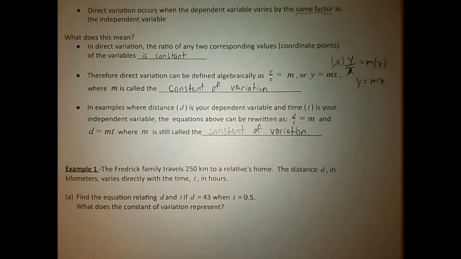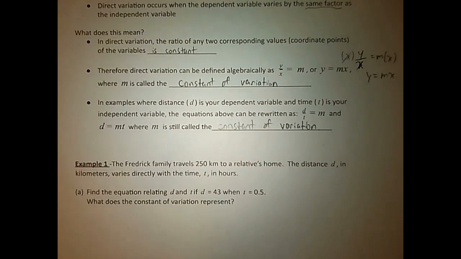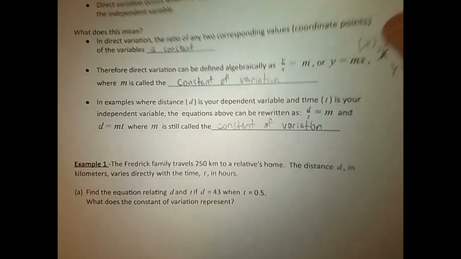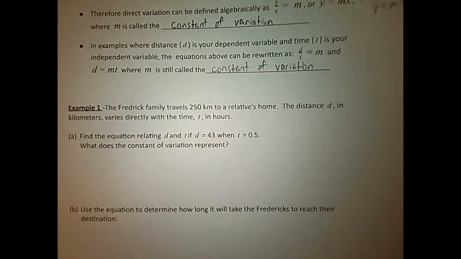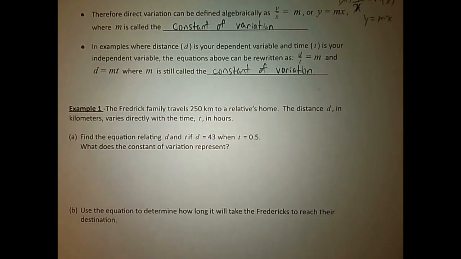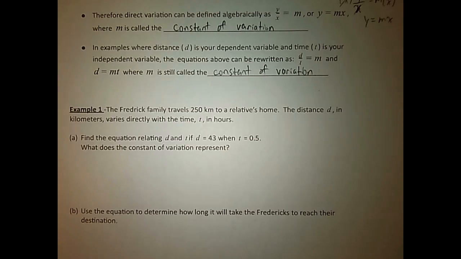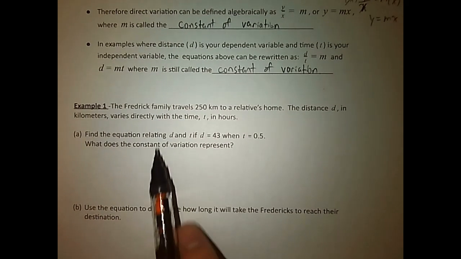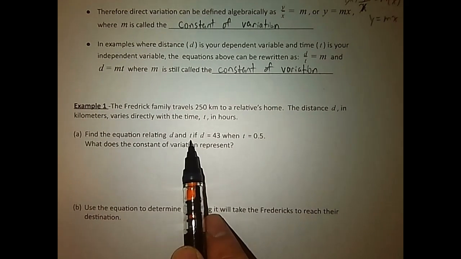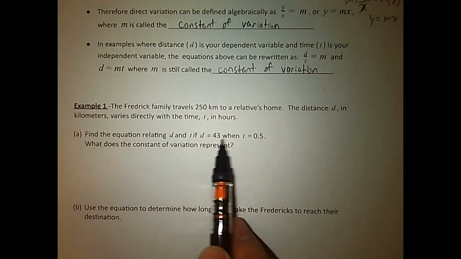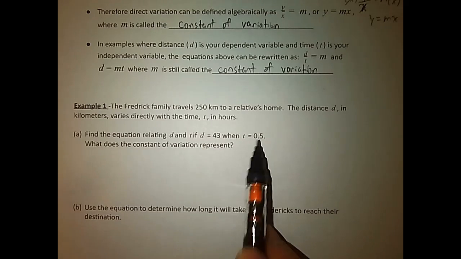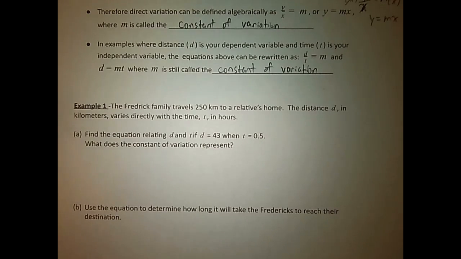So now let's get to an example. It says the Frederick family travels 250 kilometers to a relative's home. The distance d in kilometers varies directly with time t in hours. Find the equation relating d and t if d is equal to 43 when t is equal to 0.5. What does the constant of variation represent?